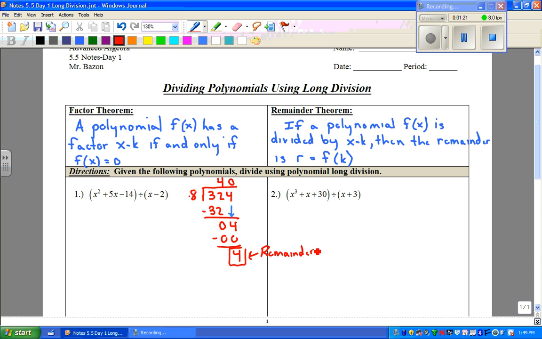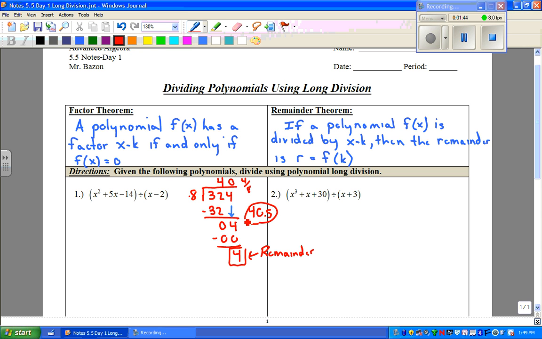So what we know is that 8 does not go into 324 evenly. It goes in 40 times, and then we have a remainder left over. So we took this remainder and did 4 divided by 8, which comes out to be 1/2. And so our answer was 40.5, or 40 and 1/2.